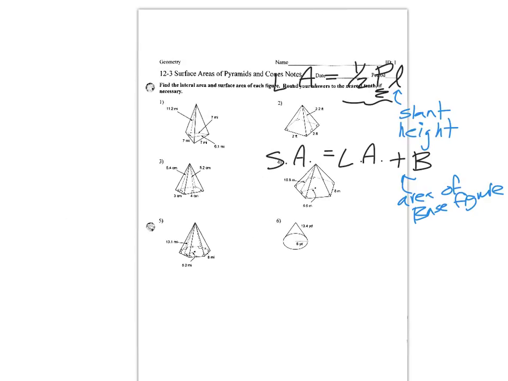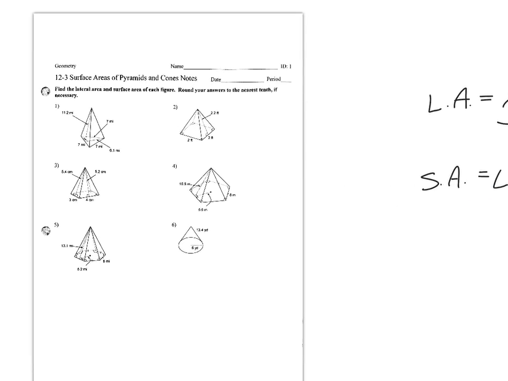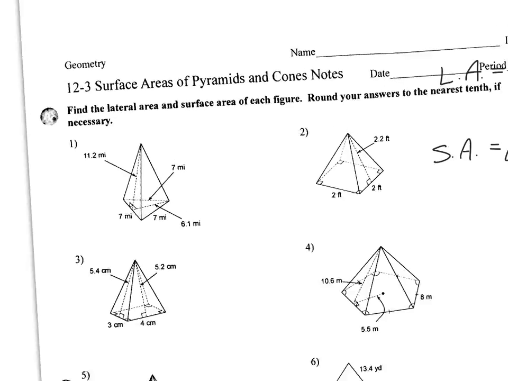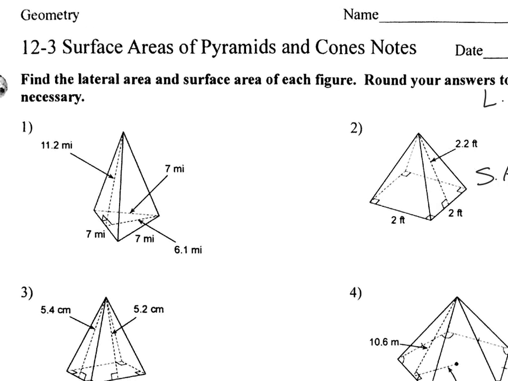So we're going to work these problems out, and hopefully these will make sense to you. Okay, so let's start with number 1. It says find lateral area and surface area, round your answers to the nearest tenth if necessary. Okay, so let's do lateral area first.